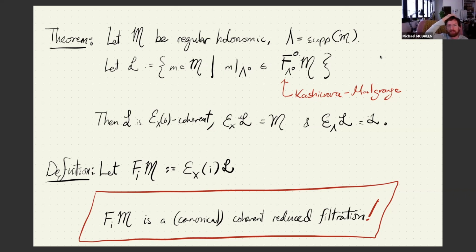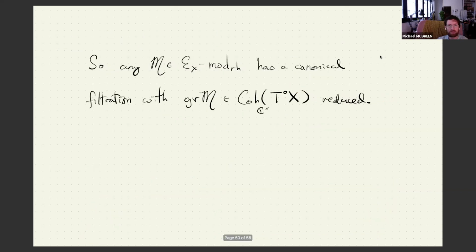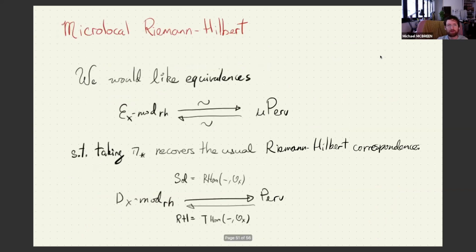And so you can use that to define this global good filtration, a coherent filtration on M. And by construction, it is going to be reduced. Okay, that's what we wanted.